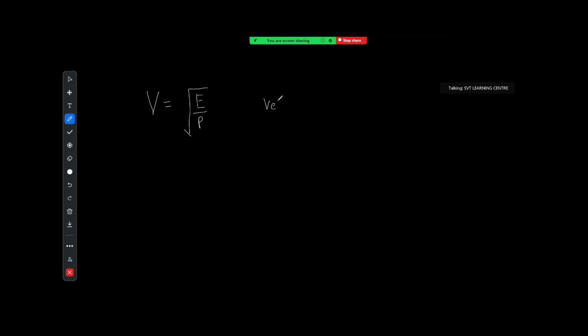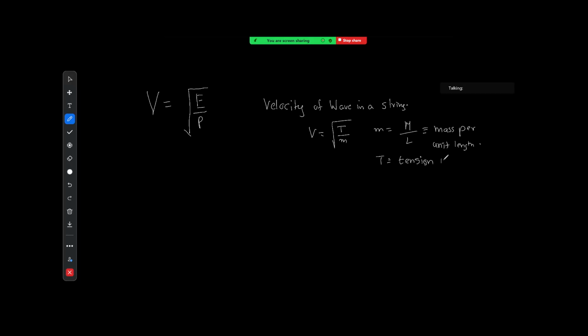If you are looking at the velocity of a wave in a string, then the velocity is given by root under capital T by small m, small m being mass per unit length, total mass upon length. Where capital T is the tension in the string.